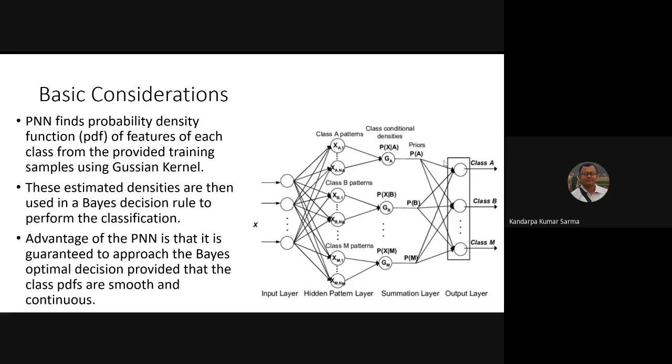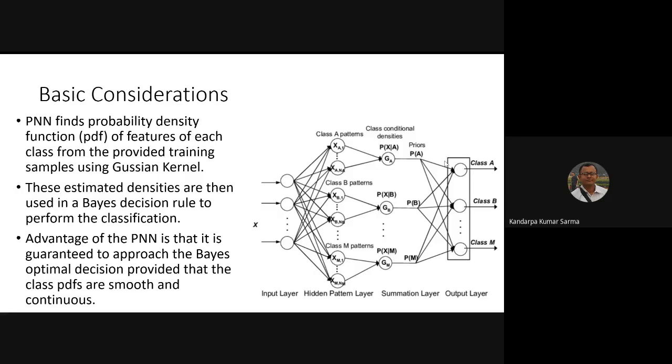So here the benefit that the PNN shows is that it guarantees to come closer to the Bayesian optimal decision, provided that the class PDFs are smooth and continuous. So here we should remember that the PNN finds the probability density functions of the features of each class from the provided training samples using the Gaussian kernel.